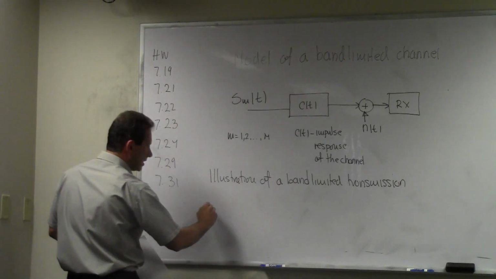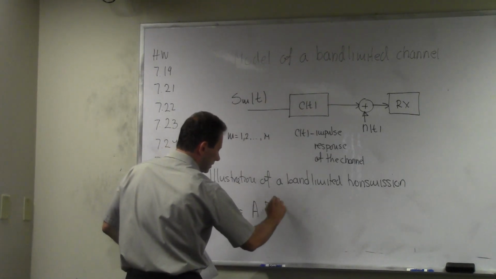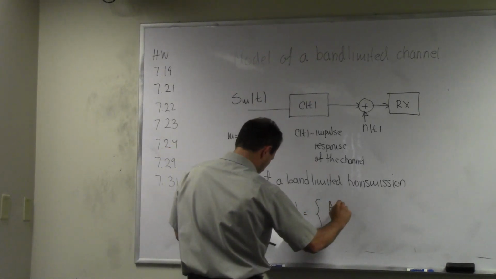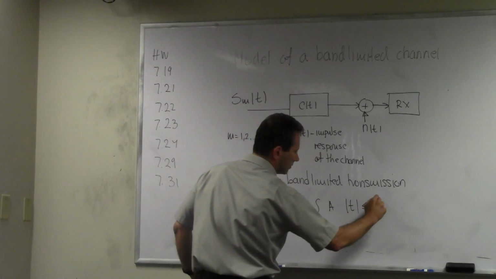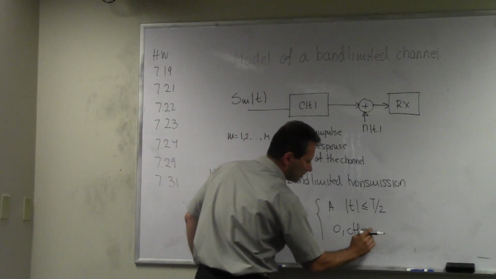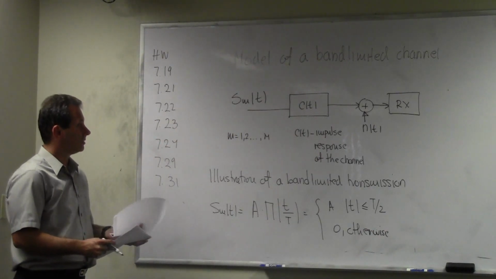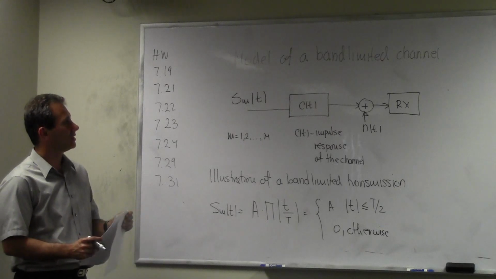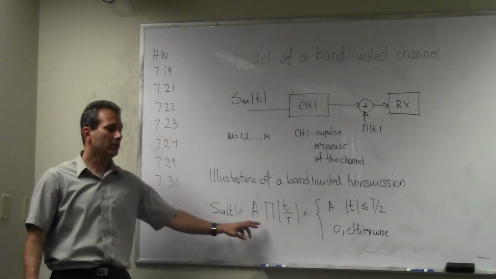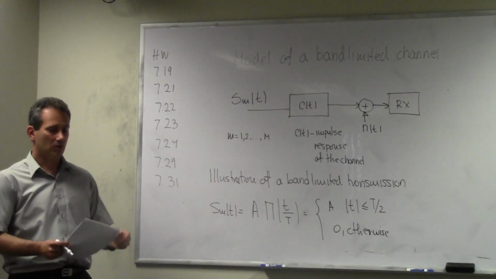So here is our example. S_m(t) is going to be equal to A times Π(t/T). So this is essentially A for |t| smaller than T/2 and 0 otherwise. So I'm trying to send a square pulse. It's a good pulse to send in this example because, as you know, it's rich in the frequency domain. The only way you can preserve a square pulse is to have an infinite bandwidth. As soon as you start shrinking the bandwidth, your pulse is going to start changing.